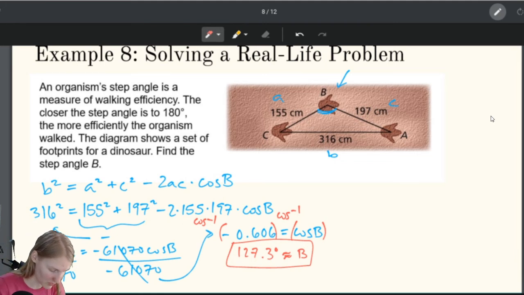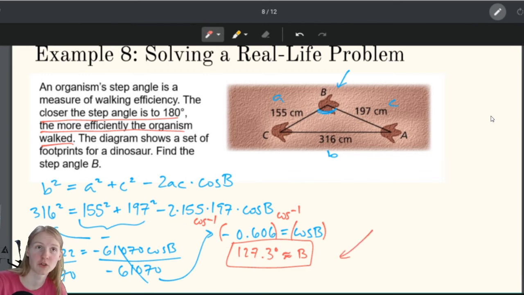I'm also curious, the closer the angle is to 180, the more efficiently the organism walked. So this dinosaur apparently isn't walking super efficiently. But I'd also be curious to measure a human's step angle and see how efficiently we walk. I'm very interested in this question, but I won't take your time right now to think about it.